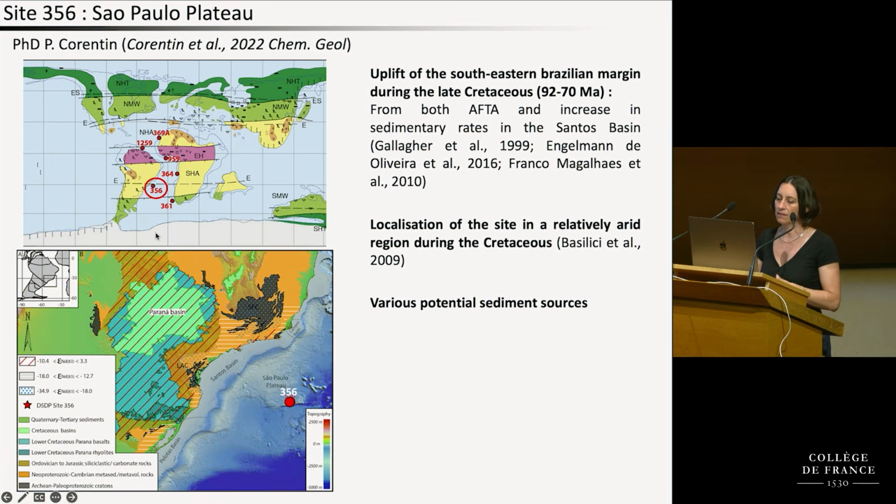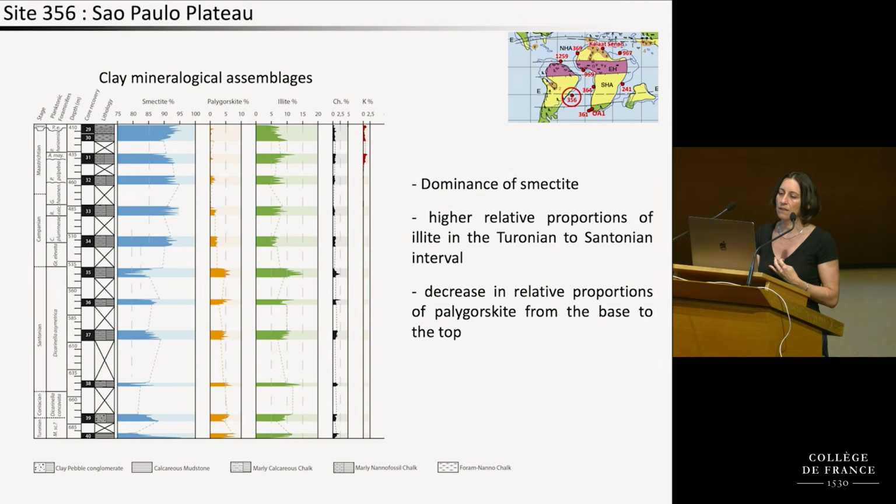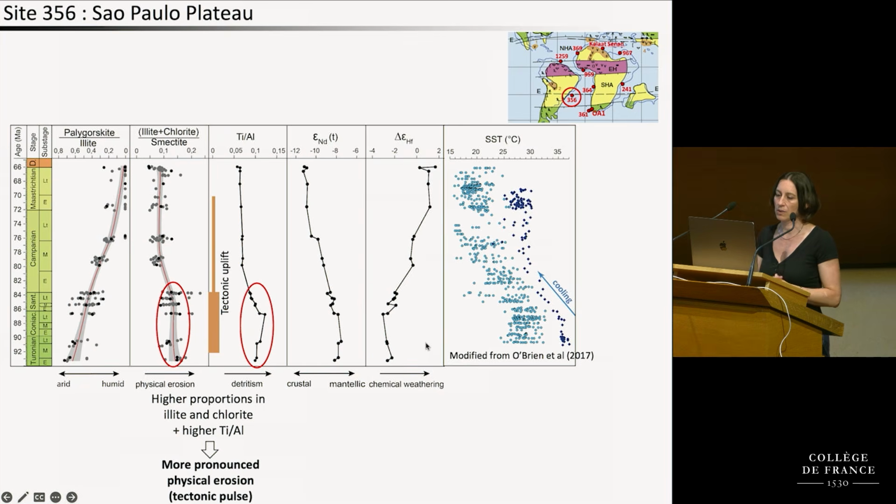Another interesting site to show here is linked to the uplift of the Southern Brazilian margin occurring during the late Cretaceous, because this site is located in a relatively arid region during the Cretaceous. Again, if we look rapidly at the clay mineral assemblages, we see that they are dominated by smectite, with a higher proportion of illite this time at the beginning of the late Cretaceous, and a decrease in the proportion of palygorskite, which is indicative of arid evaporative environments.